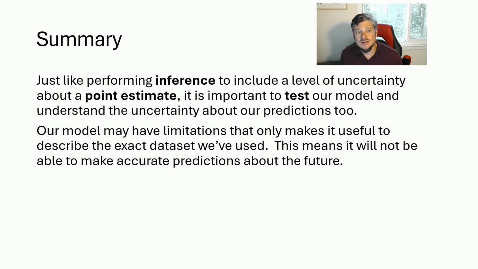So, just like we performed inference to include a level of uncertainty about our point estimate, it's important to test our model too. And our model might have limitations that only make it useful to describe either the exact data set that we've actually used or maybe just very close to that. And it might not make accurate predictions about the future. You're not going to know that unless you test it. So whether you're doing a point estimate and you want to include wiggle room to make sure, hey, could be different, we don't know, we want to make sure we're very clear and upfront about that. The same thing with our model. We want to test it. We want to make sure that, hey, this is going to behave the way I expect it to, given different types of data.